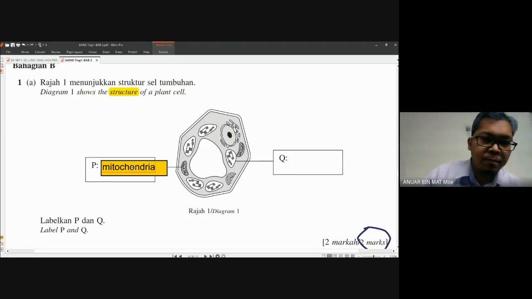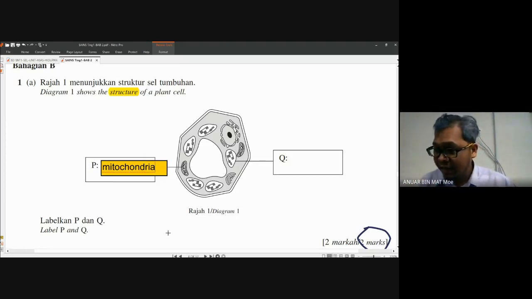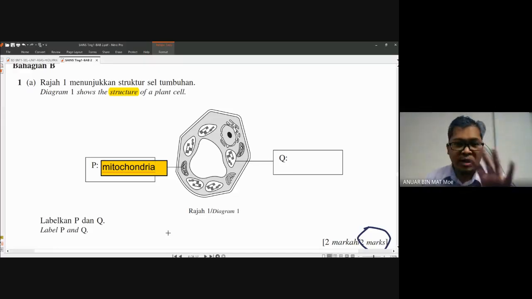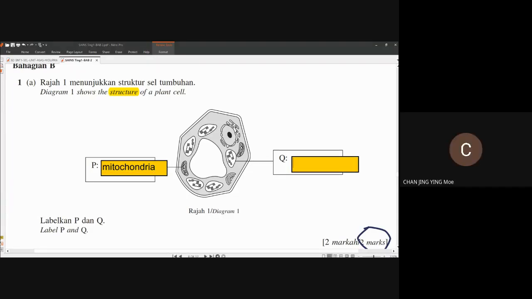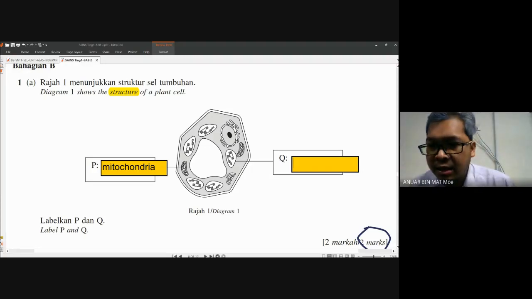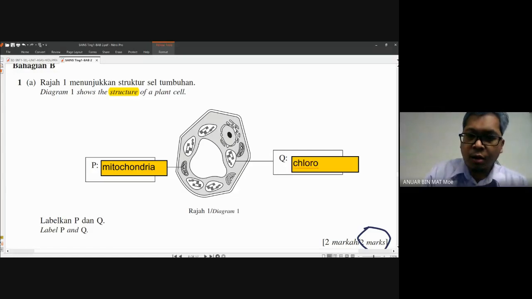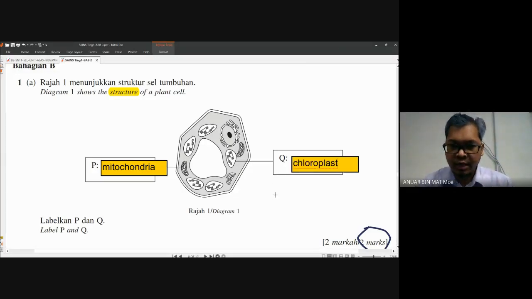Mitochondria. Okay. Like I said in our previous discussion, don't worry about the spelling. If it doesn't change the meaning, I can accept it, no problem. Okay. All right. Next, what is Q? Q is chloroplast. Yes, it is a chloroplast. Good. Okay, 2 marks.